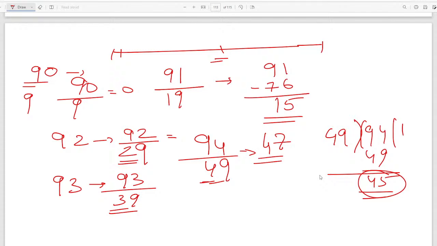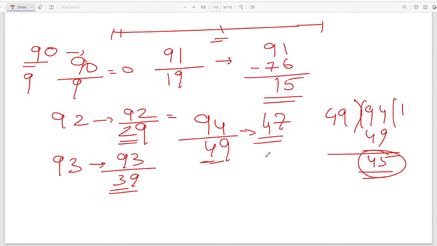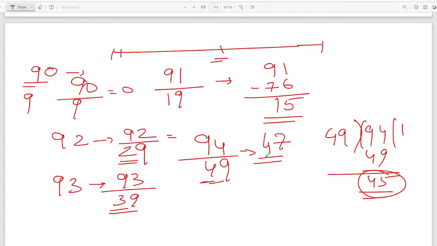The smallest remainder would be 0. Yeah, that would be 9. Yeah, the smallest remainder would be 9. Or it is 0 itself, 55. Reverse it, it will become 55. Smallest remainder is 0.